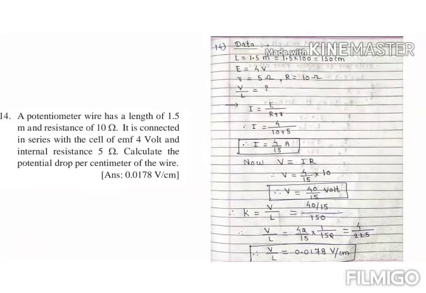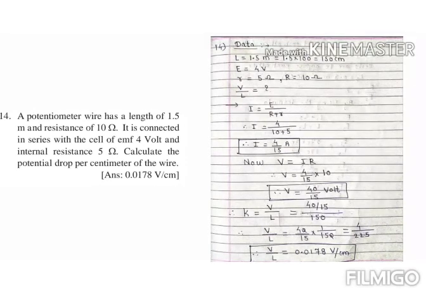By substituting the values in the above equation, we may write I is equal to 4 upon 10 plus 5. Therefore, I is equal to 4 upon 15 ampere. Now, V is equal to IR. Again, substituting the above values of I is equal to 4 upon 15 ampere and R is equal to 10, we may write V is equal to 40 divided by 15 volt.